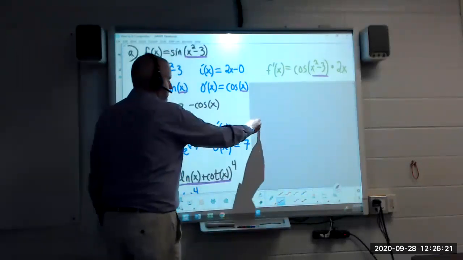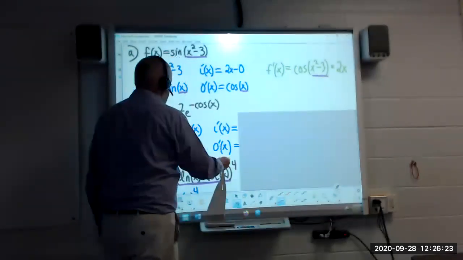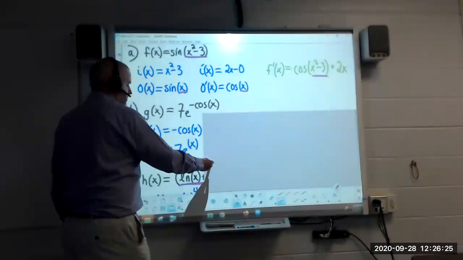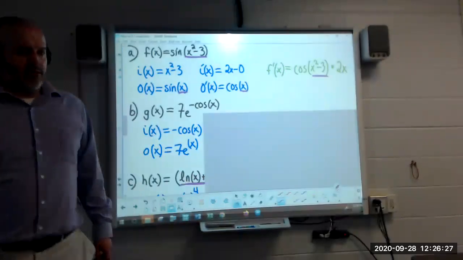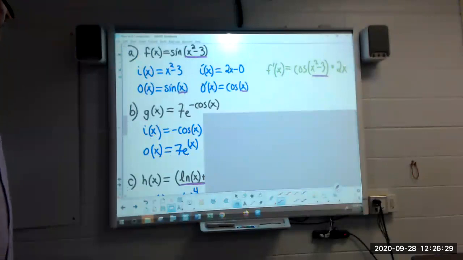Okay, let's move on here to another problem we've already looked at. And that was this function. I've declared this function to be g of x. And a while ago we said that we're substituting the opposite of cosine of x into 7e to the power of x. That's what we decided.